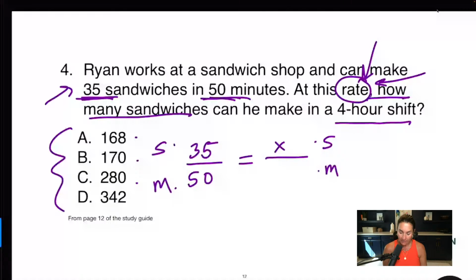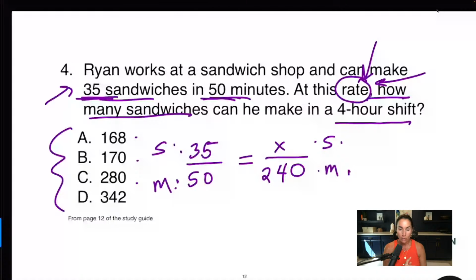Well, I got minutes here. I need to convert 4 hours into minutes. What do I do? I multiply by 60 because there are 60 minutes in an hour and I have 4 hours. So this is going to be 240 minutes. So notice I have sandwiches over minutes equals sandwiches over minutes. Matchy. I can't put minutes over sandwiches equals sandwiches over minutes. I've got to have sandwiches on the top, minutes on the bottom. I could put minutes at the top and sandwiches on the bottom on both sides, and it will work. But I like to go in the order by which the word problem is going.